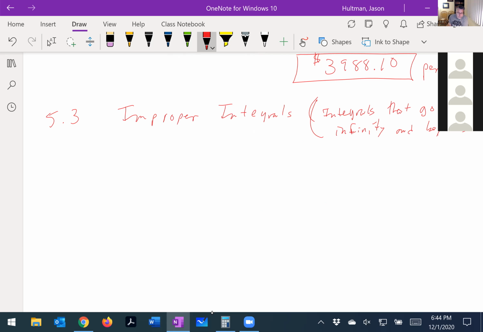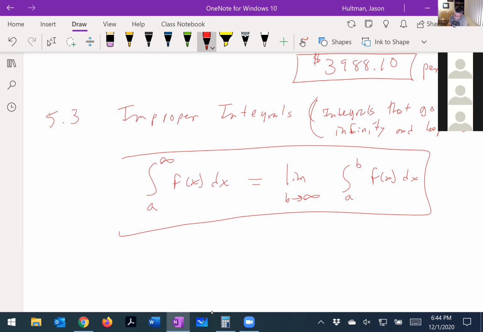Okay, so the main idea here is that if we have an integral that goes from, say, a to infinity of f of x dx, then we could say that this is the same as the limit as b goes to infinity of the integral of a to b of f of x dx. Okay, so that's all we're saying there. We're just saying that that's going to be the limit of the integral itself. Okay, that's how we deal with improper integrals.